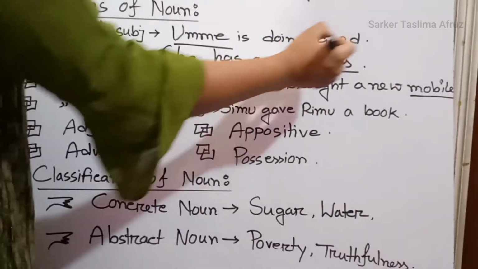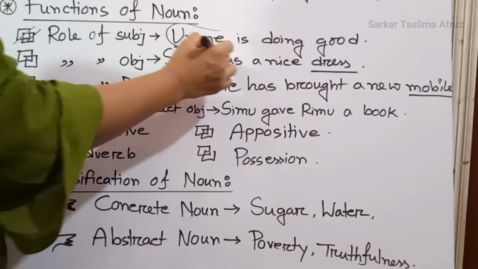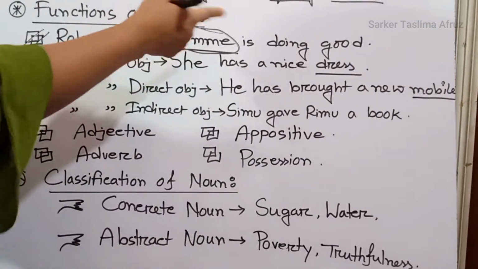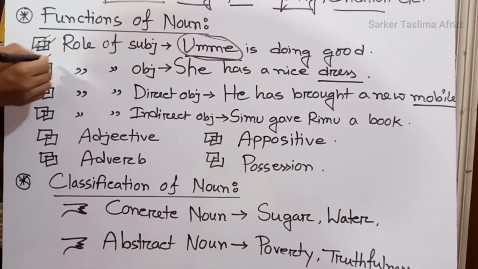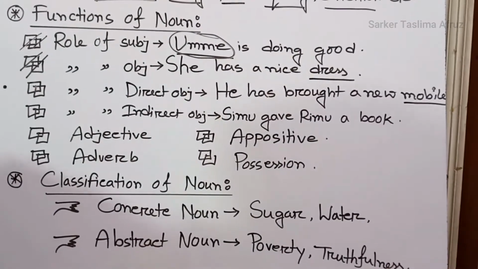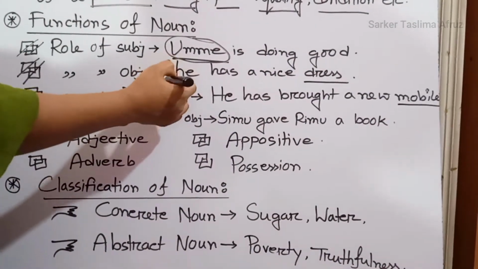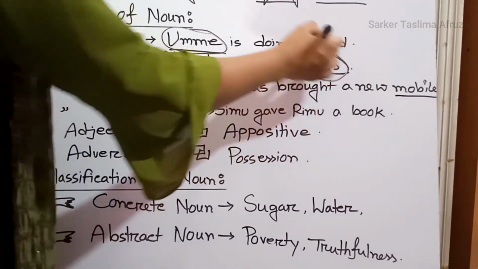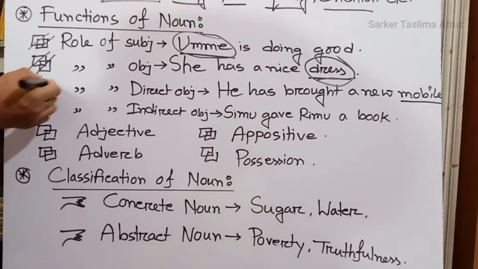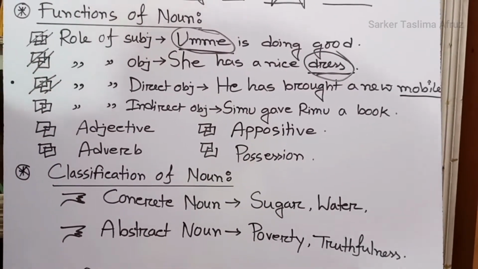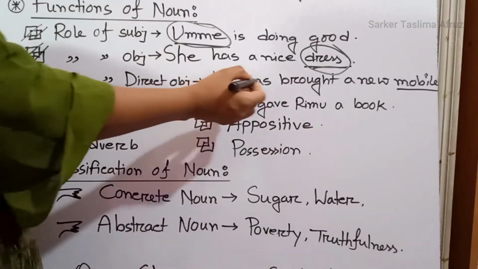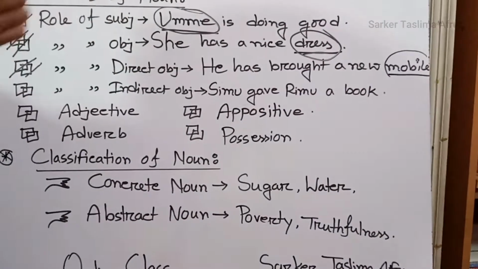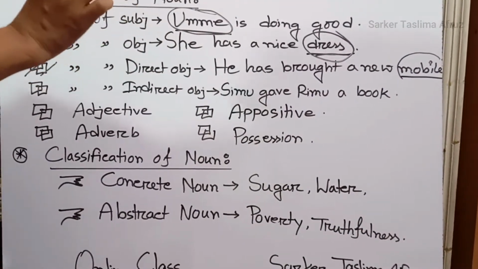Ummi is doing good. Here you can see Ummi is a name, and in this sentence it is used as subject. Next one, role of object. She, of course it's a pronoun, has a nice dress. It's a noun and it's an object. And next comes role of direct object. He has brought a new mobile. This word mobile is a direct object here, learner.